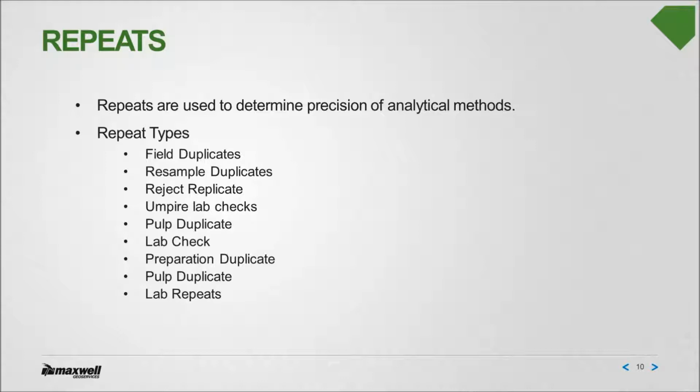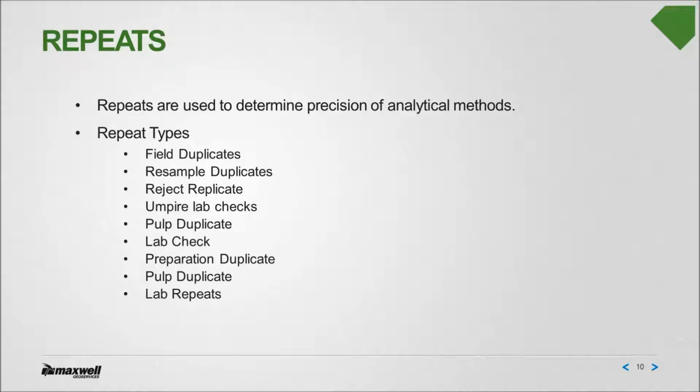Repeats. Repeats are used to determine the precision of analytical methods. We have several different kinds of repeats. It could be field duplicate, umpire lab, or lab checks. These all vary in their analytical stage. The field duplicate helps us see if our sampling in the field is representative. If we are doing a good job, then we will see that the field duplicates are highly precise. And lab checks will tell us if the lab is doing a great job.